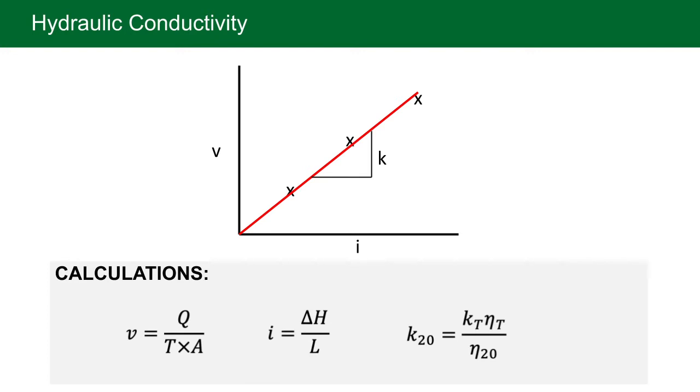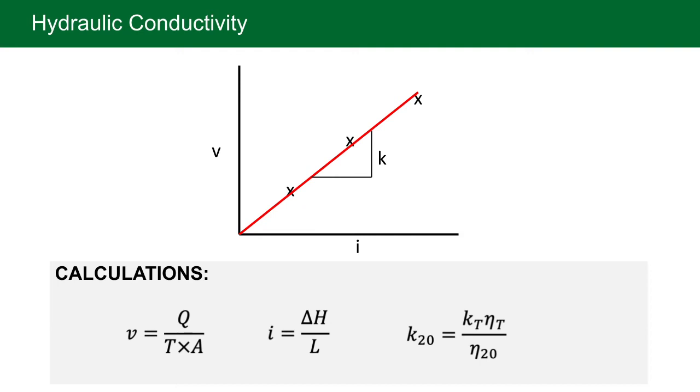i is your hydraulic gradient, which is the difference in total head divided by the length over which that difference in head occurs. These were all recorded in the laboratory, so this shouldn't be a problem to calculate. And once you have all these points, you can plot them on the x-axis, take a linear regression, and the slope should be your soil's permeability at that specific water temperature.